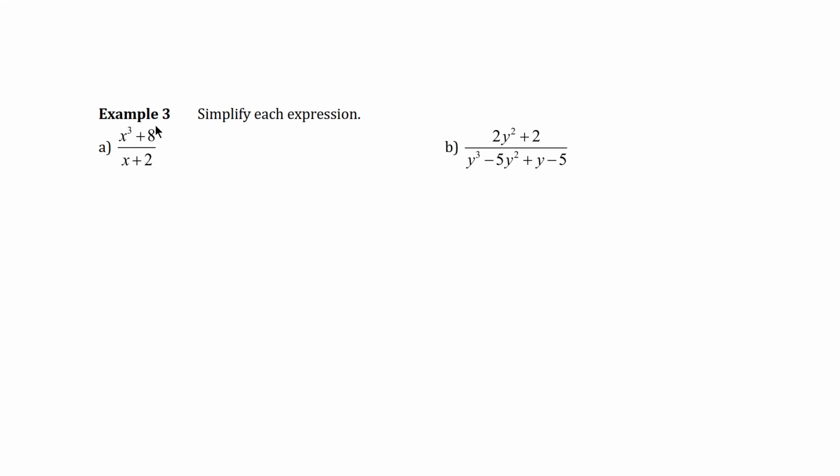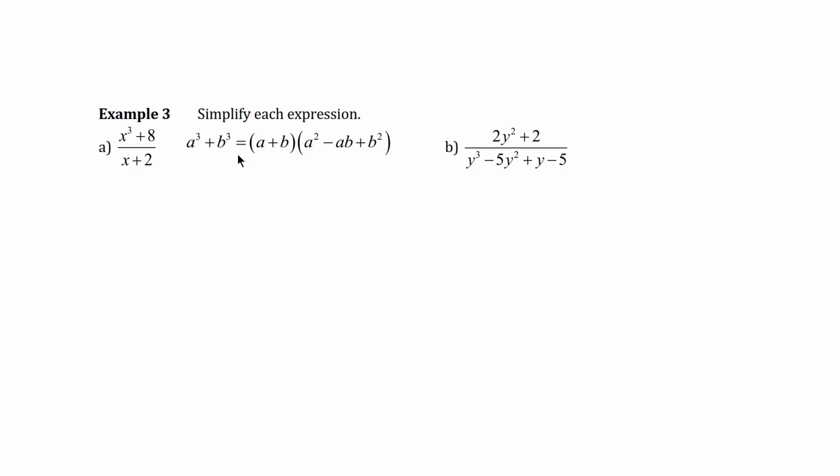Next, we have example number 3. Simplify each expression. For part A, we have x cubed plus 8 divided by x plus 2. To simplify this expression, we need to factor the numerator, which is the sum of cubes. So we need to use the sum of cubes formula, which is a cubed plus b cubed equals parentheses a plus b times parentheses a squared minus ab plus b squared.